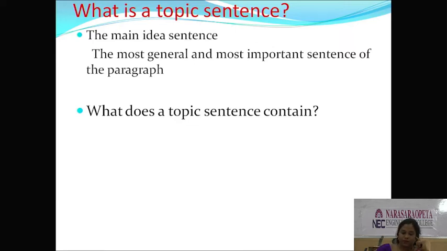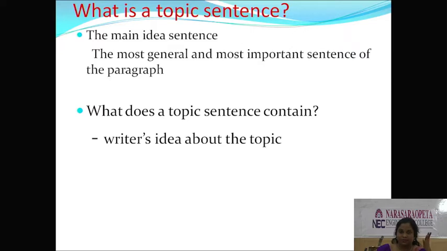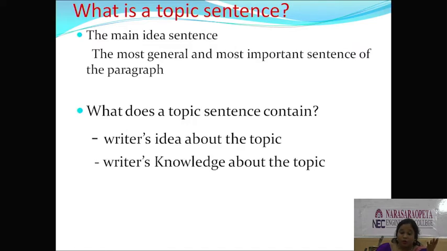The second one, what does the topic sentence contain? So first, once you select the subject of what you are going to write, the second is what the topic sentence should be, what I need to add in it. So the writer's idea about the topic. When I'm writing, I'm the writer; when you are writing, you are the writer. So when we have a plan to write, it is the writer's idea about the topic, my idea about the topic.